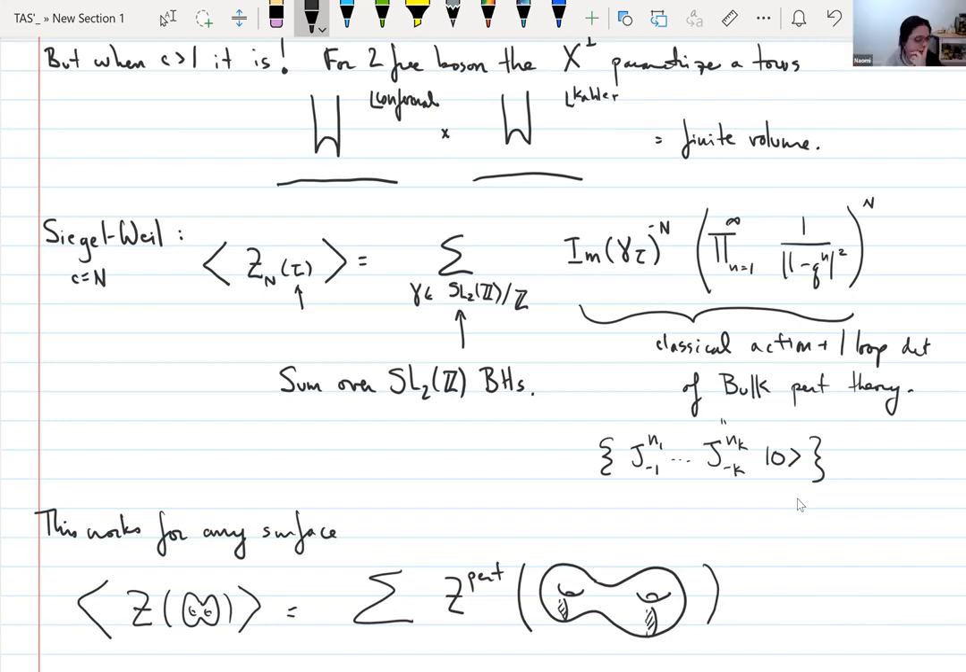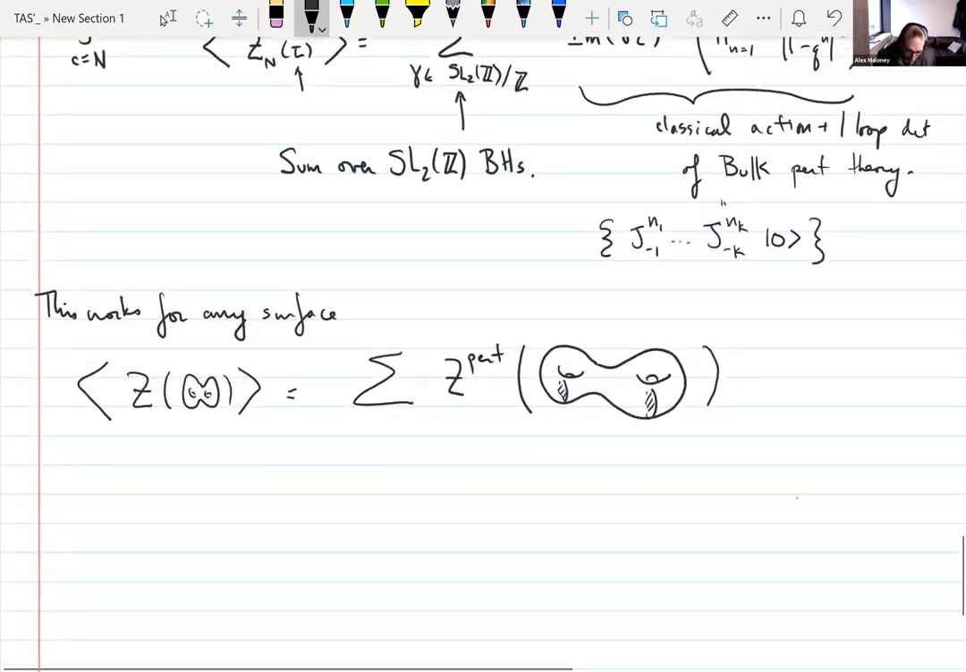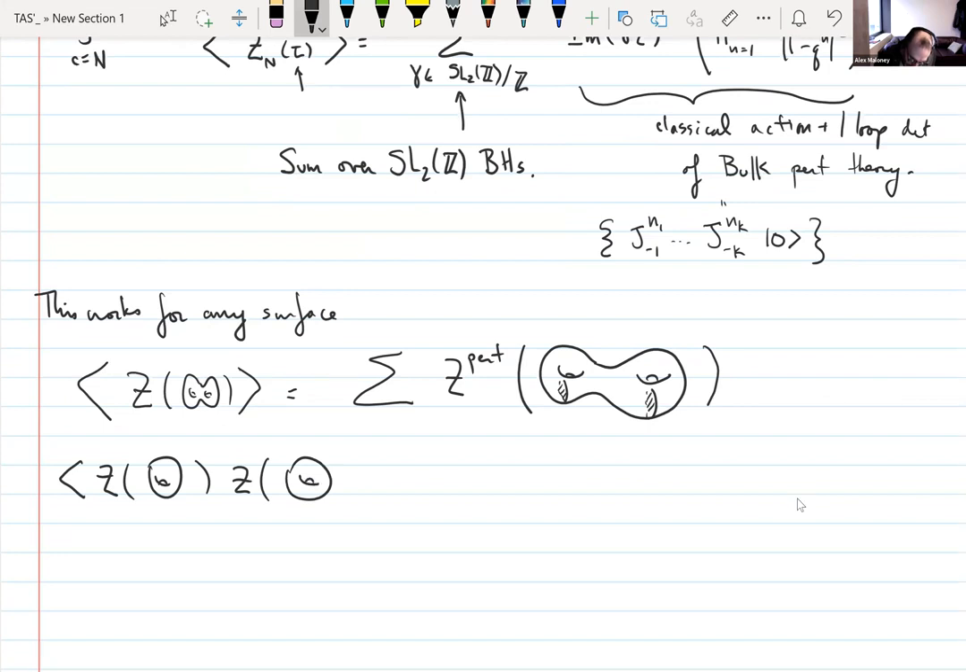Okay, one curious thing is that you can also, of course, compute, for example, the torus partition function, but higher moments of it. And of course, it does not factorize because it's a probability distribution. And not factorizing is what probability distributions do for a living.